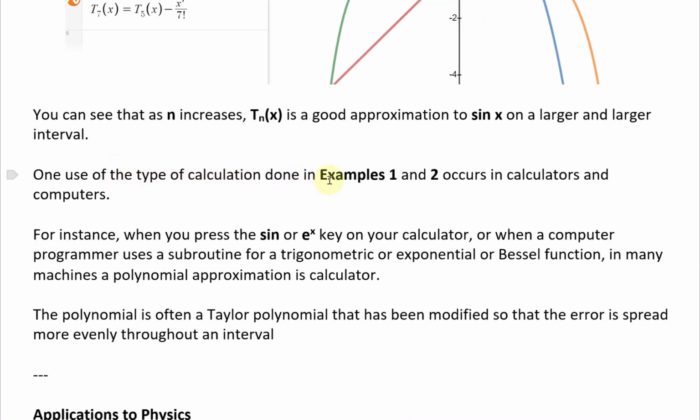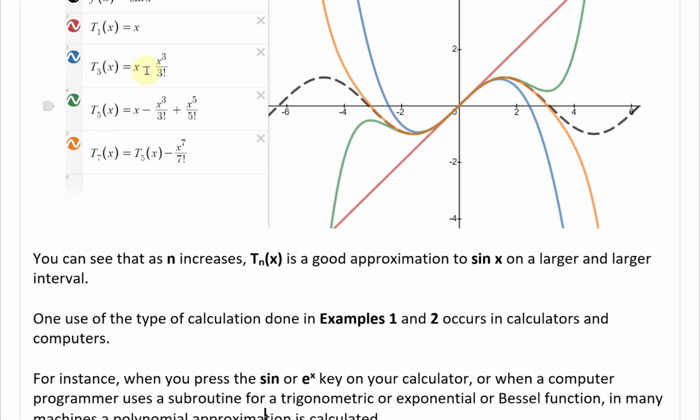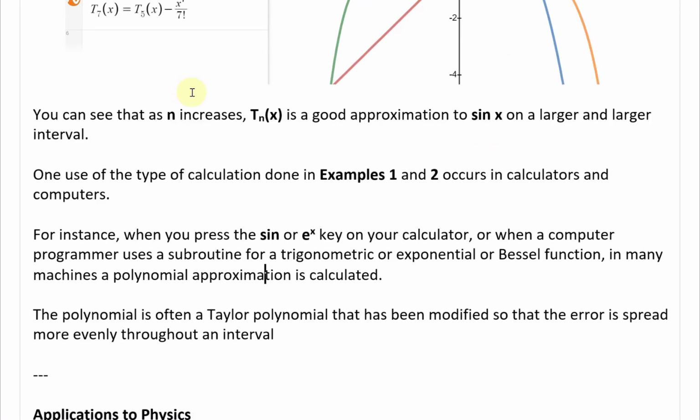One use of the type of calculation done in examples 1 and 2 occurs in calculators and computers. For instance, when you press the sine or e to the x key on your calculator, or when a computer programmer uses a subroutine for a trigonometric or exponential or Bessel function or other complex functions, in many machines a polynomial approximation is calculated. It's using this same exact method. Instead of sine x, we convert it all into polynomials, which are easy to calculate: x minus x cubed divided by 3 factorial. These are all simple calculations as opposed to sine of x or any other complicated function. So that's what it's used for.